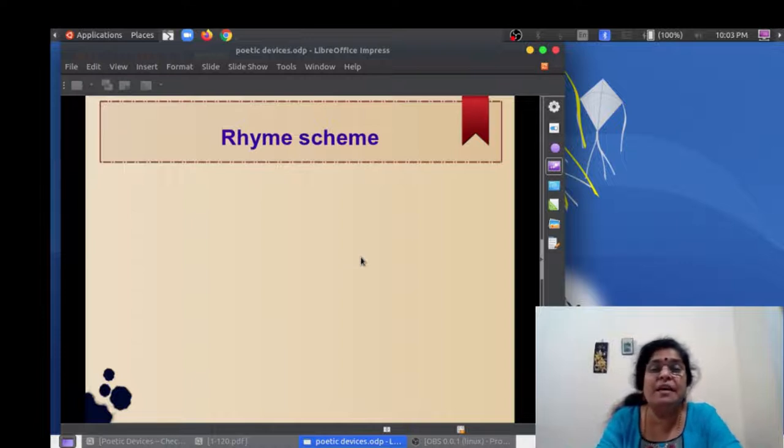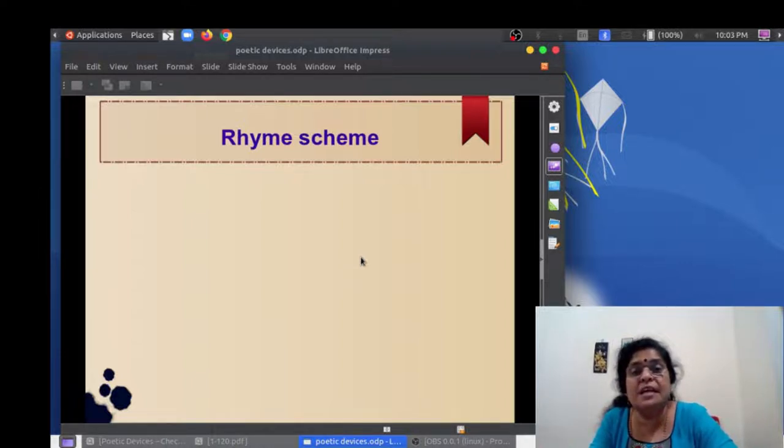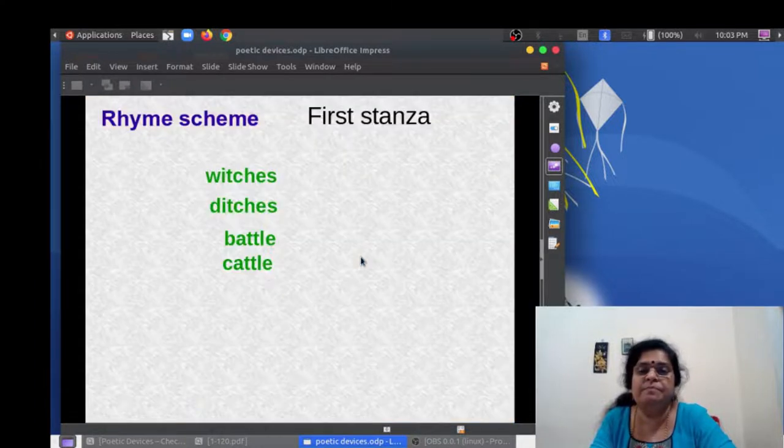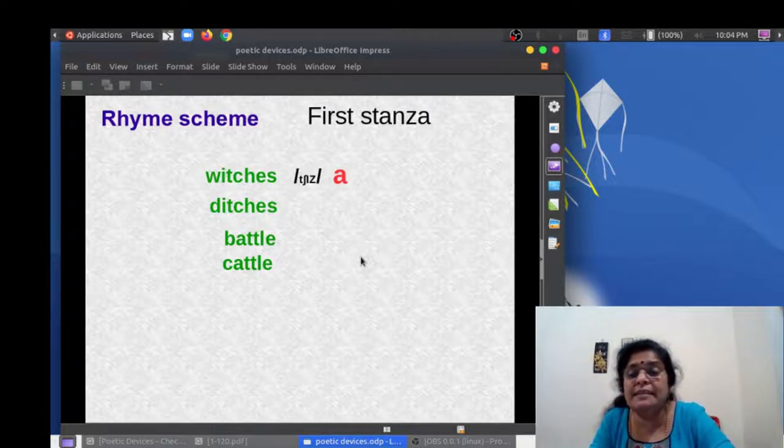Yes, rhyme scheme. What is the rhyme scheme of the first stanza of the poem? What is the last word of the first line of the first stanza? Witches. Which sound is it? Let's give the sound a name. What name can we give the s sound? A. Now look at the second word, ditches. Which is the sound? S. Is it the same sound as we saw first? If so, we should give the same letter as its name here too. So is it the same as witches?